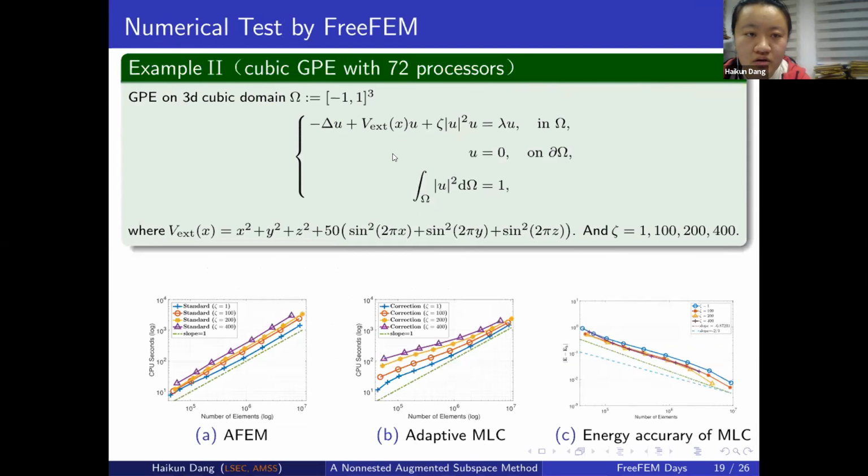Okay, and now we do some tests. We solve the cubic GPE with 72 processes, and the nonlinear coefficient C is equal to 1, 100, 200, and 400. Figures A and B show the CPU time using AFEM and our adaptive multi-level correction method. It can be seen that both of these two methods have asymptotically optimal linear complexity. But our adaptive MLC method has a great advantage in computational efficiency. Not only is its calculation time greatly reduced, but more importantly, the reduction in CPU time depends on the strength of the nonlinearity, which is C.